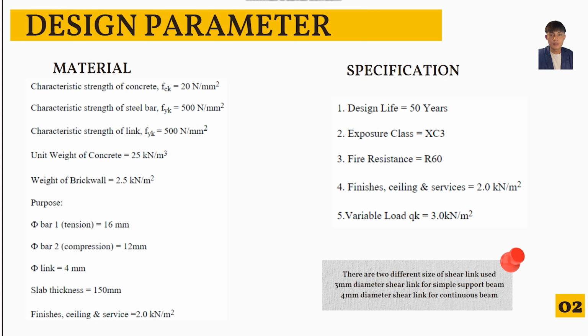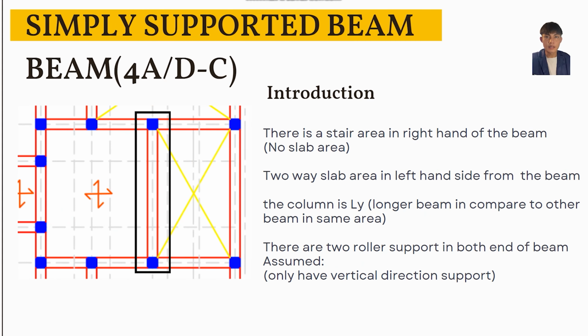In this slide, we need to know about the design parameters. The design parameters are sent by all the members in our group, so we can see the material, the purpose and the specifications. But one important thing is that there are two different sizes of the steel we use, which is the 3 mm diameter steel for the simple support beams and the 4 mm diameter steel for the continuous beam. In this slide, I will present my design of the simple support beams.